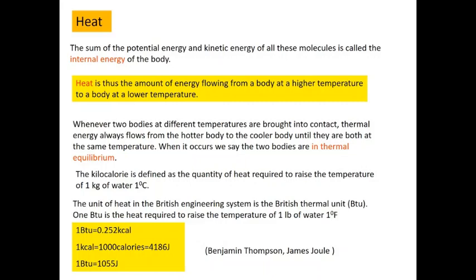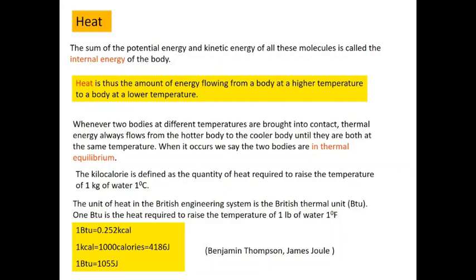The measure of heat is the joule. This joule unit was introduced by James Joule. What is a joule? So a joule is an amount of energy.